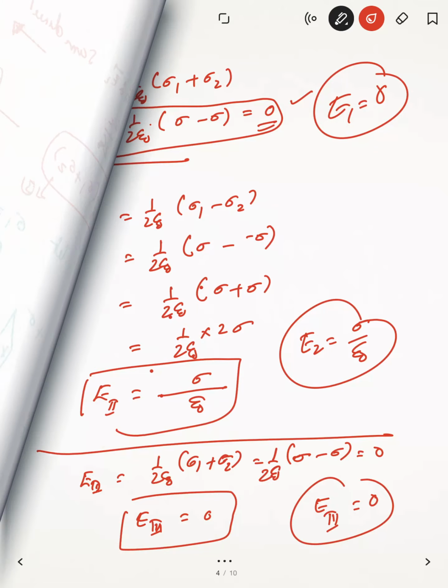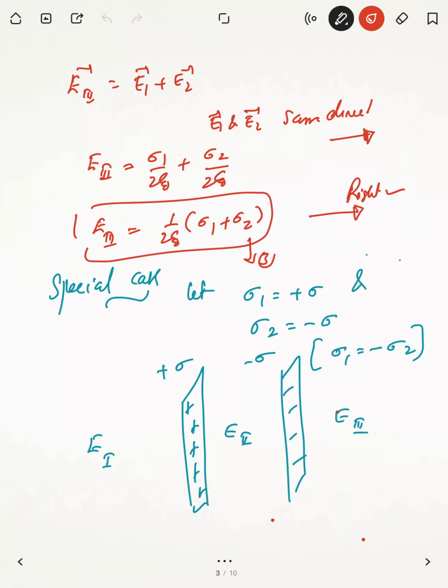You can see the case here. In this diagram, when you have plus sigma and minus sigma, the electric field in the first region is equal to 0, the electric field in the third region is equal to 0, and the electric field in between is sigma by epsilon 0. It is independent of distance, and this is the uniform electric field existing in between the plates, directed from the positive to the negative plate. This is the practical way of making a uniform electric field.